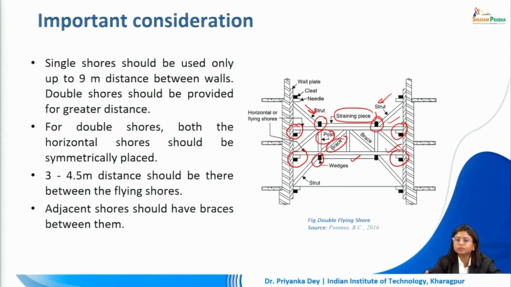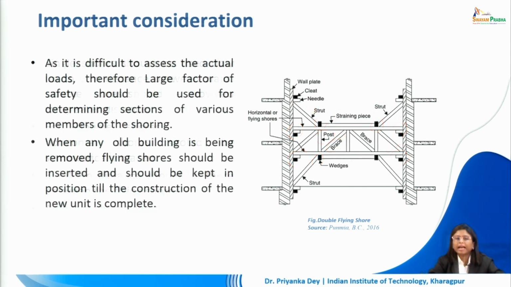Now adjacent shores should also have braces between them for additional support. As it is difficult to assess the actual load, we are dealing with a structure which is temporary. It's very difficult to assess how much of a consideration has to be made. So it is always better for us to go for a very large factor of safety when we are trying to decide the size of each shore, the section of each shore. So go for something which is a little larger than necessary. That way we have a higher factor of safety.